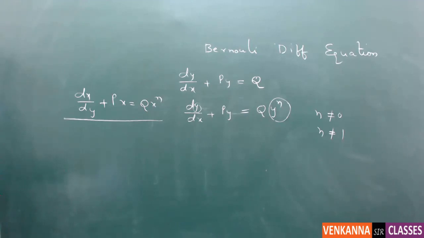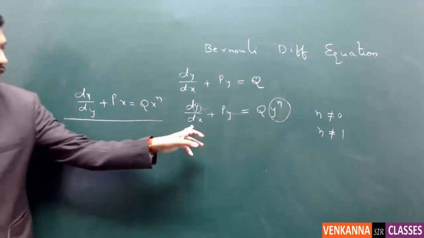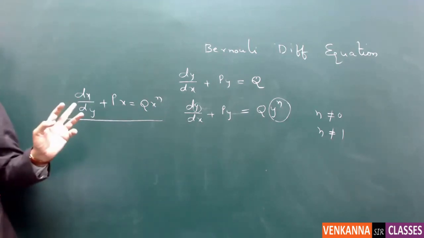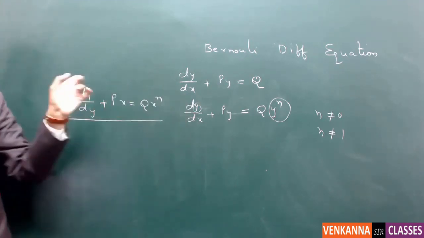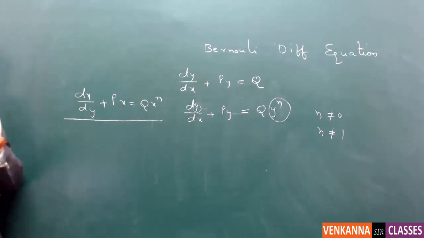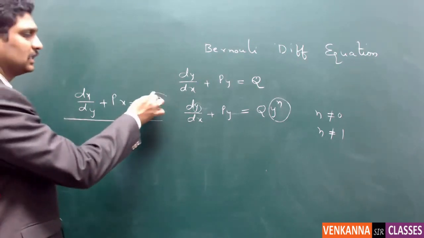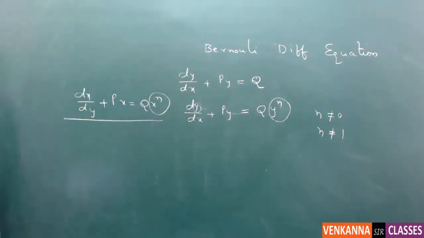So usually people get confused with the Bernoulli model. What type do we have to use? dy by dx Bernoulli type or dx by dy Bernoulli type? So here also, in the RHS, the dependent variable will come to the right hand side, like y square, x square, x cube, like that. That is the main difficulty here.